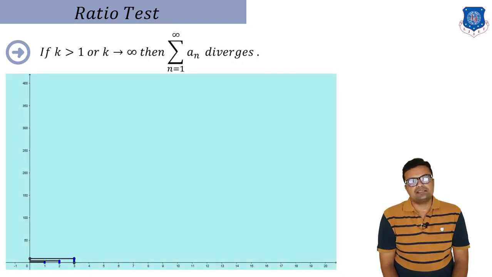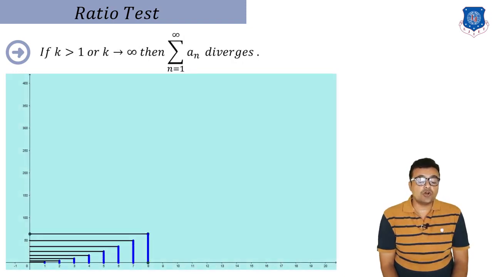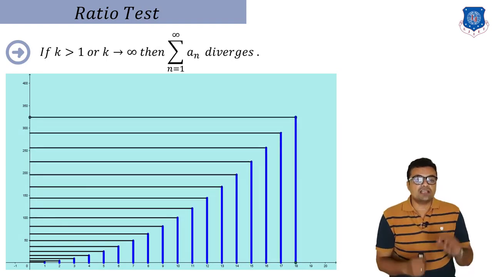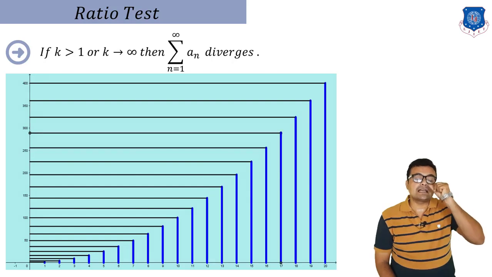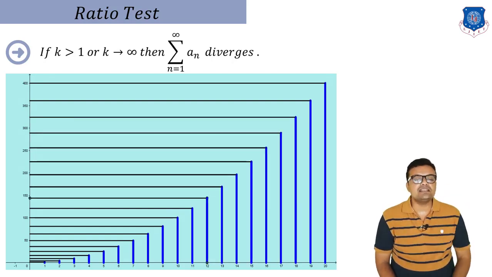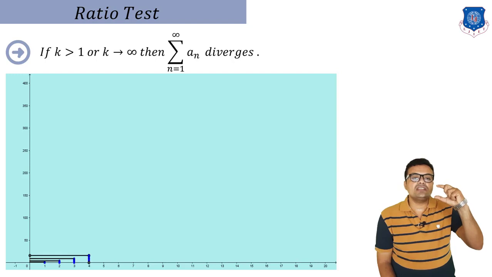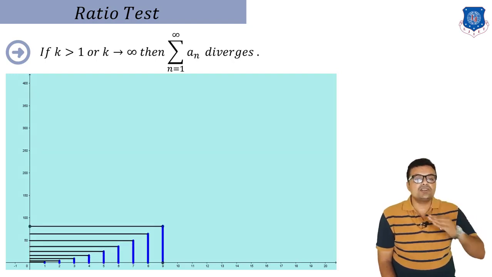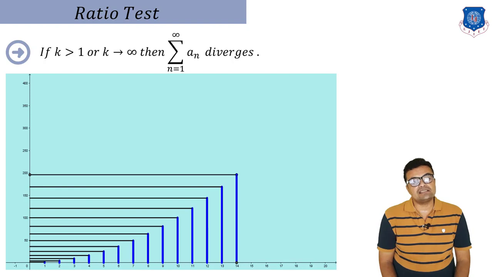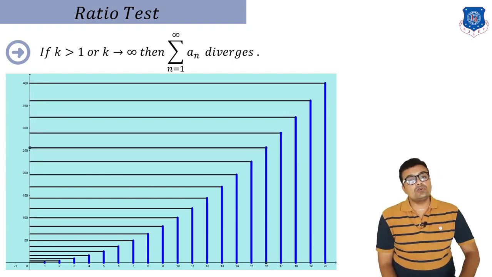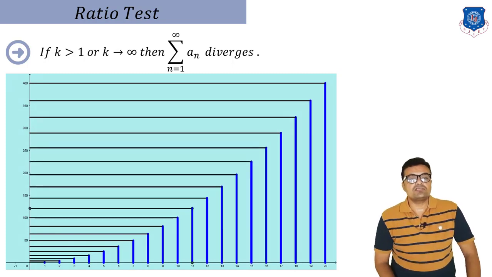Now let us take the second case. If the value of k is greater than 1 or it is tending to infinity, our series is divergent. Here you can see the gap between those two black lines is constantly increasing, or ultimately it is not moving towards 0. The gap between two terms is constantly increasing, and that simply means that term by term my value is increasing, and so ultimately it will move towards infinity. So this is the whole idea about convergence and divergence of series using the ratio test.